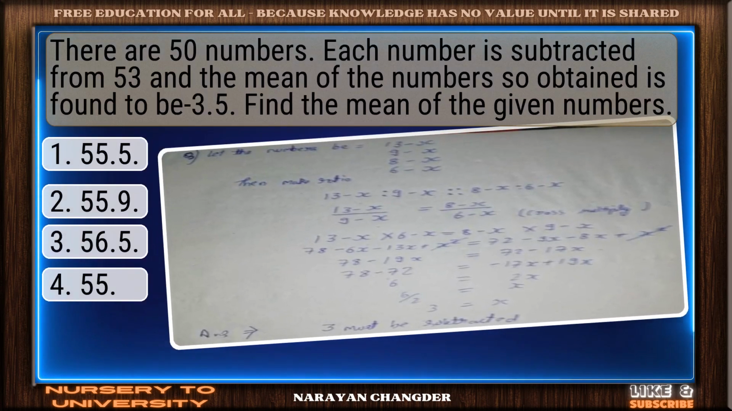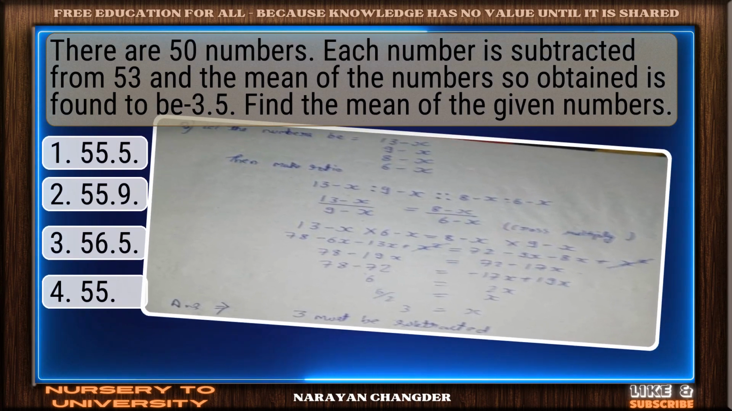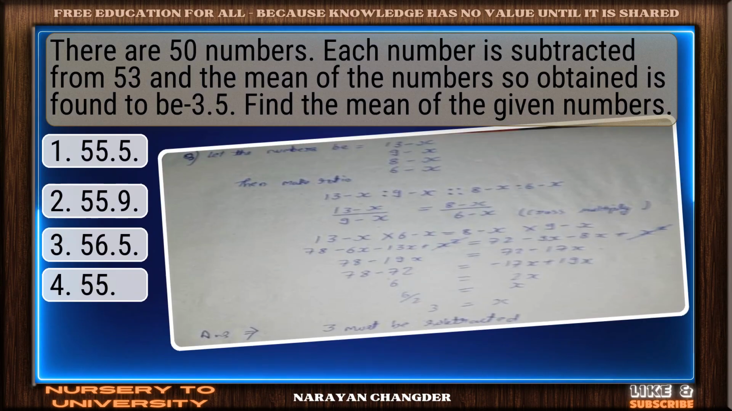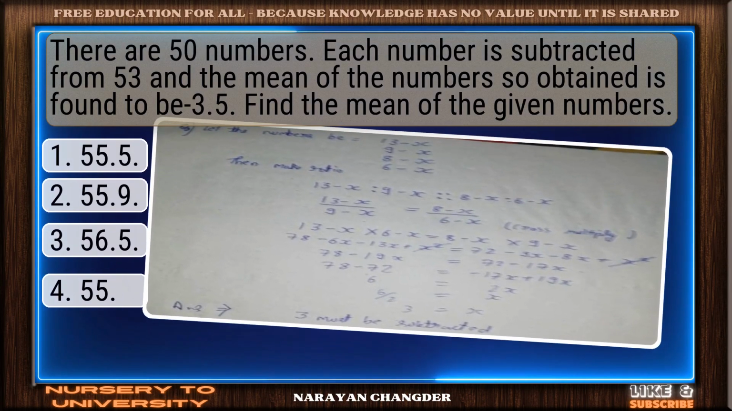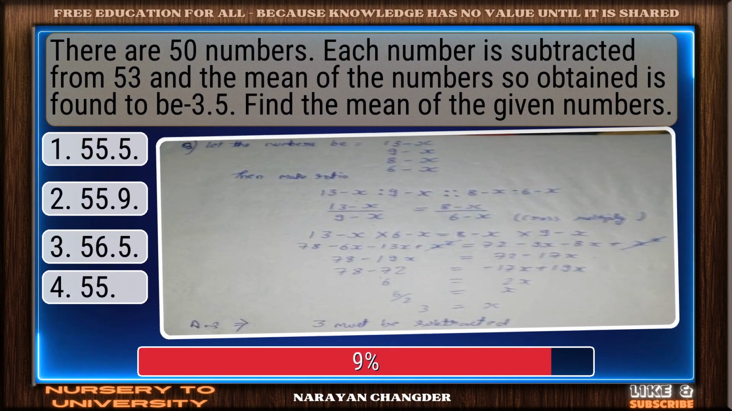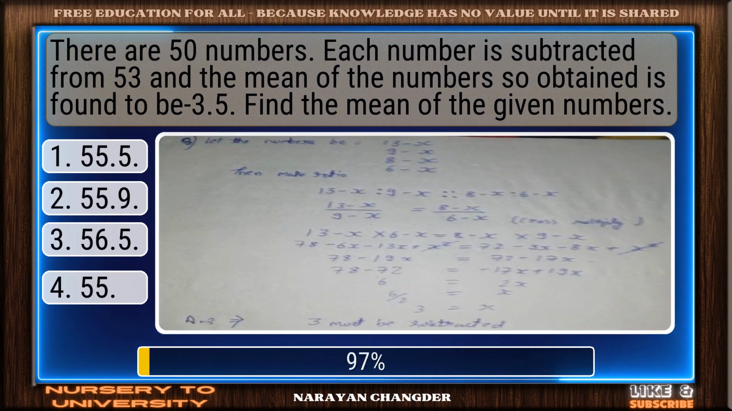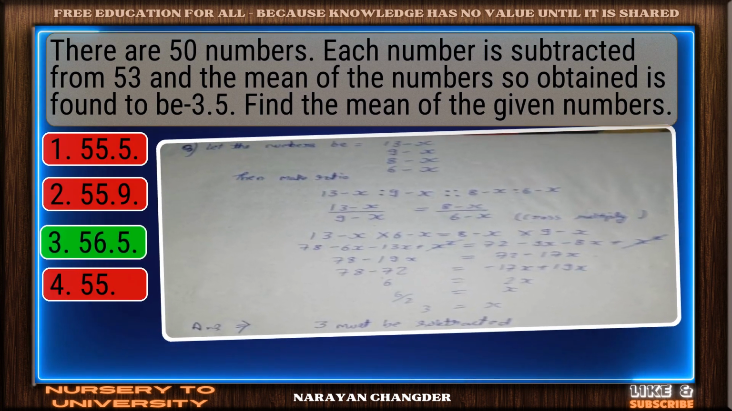There are 50 numbers. Each number is subtracted from 53 and the mean of the numbers so obtained is found to be 3.5. Find the mean of the given numbers. Bravo, 49.5 is the answer.